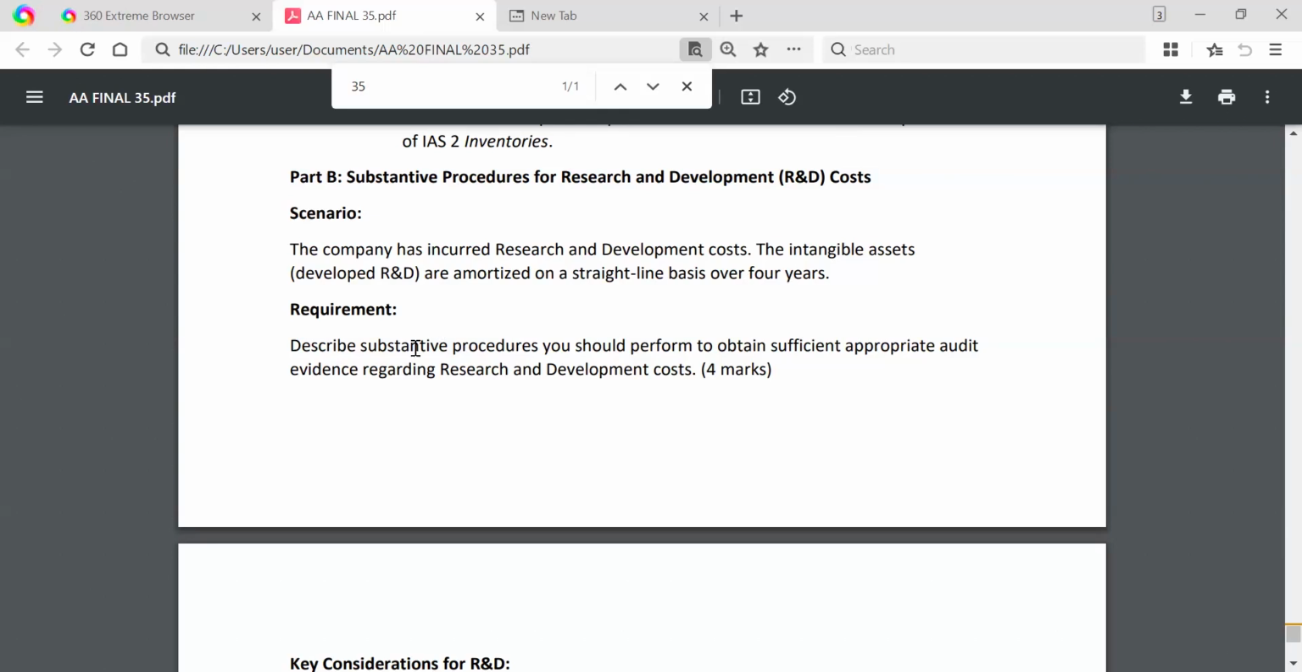Requirement: describe substantive procedures you should perform to obtain sufficient appropriate audit evidence regarding research and development costs. 4 marks. Many guys will start here with the procedures. No, I must always start with assertions, because, ladies and gentlemen, remember, I'm a detective. I'm a police detective. I would want to know whether even this particular intangible asset occurred, whether it exists. Has it been valued properly? That's how we reason here.